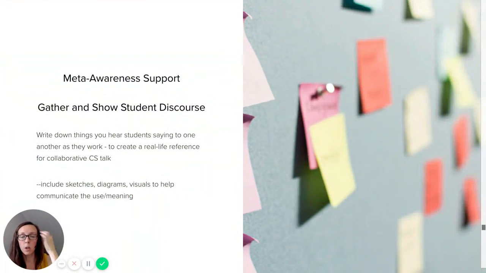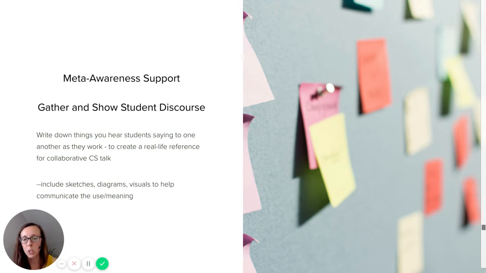And one thing that I do to help that is something called gathering and showing student discourse. As students are working together in pair programming, I like to go around and just jot down phrases that I hear. And I'm always so impressed with the ways that academic language shows up in their real lives, in their real conversations. I gather that data on sticky notes and post it up on the wall in a living word wall, so that as students are producing academic language, I'm writing it up as a resource, and they can later refer back to that and use it in future conversations as well.